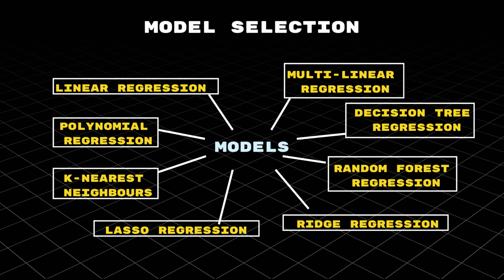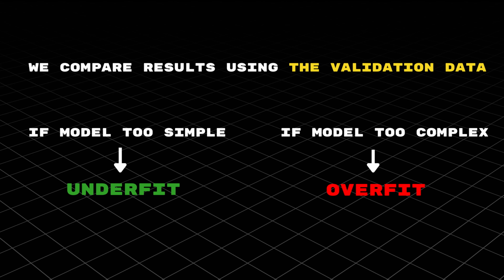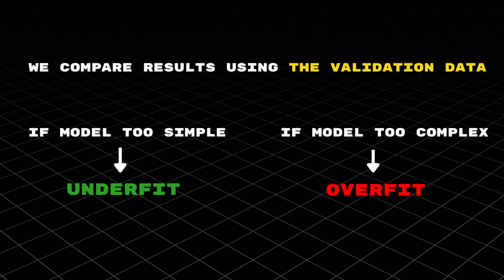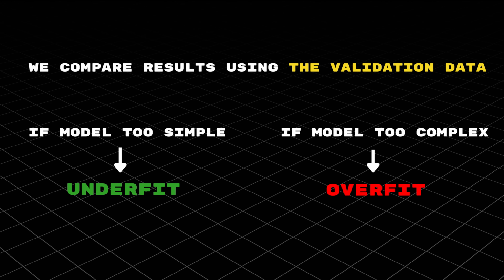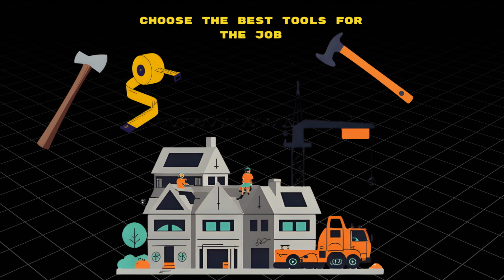There are many types of models for one problem. Model selection means choosing the best fit. We compare results using the validation data. If the model is too simple, it will underfit, and if the model is too complex, it will overfit. The best model balances both. It's like picking the right tool for the job.